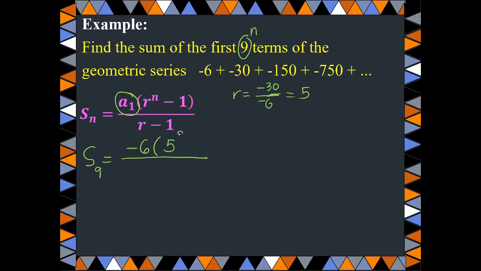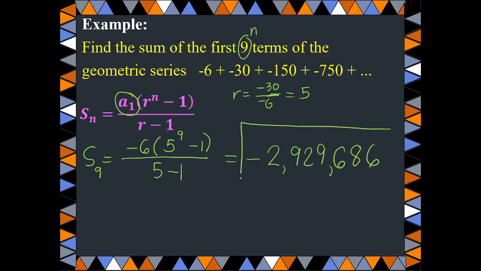5 raised to 9 minus 1 all over 5 minus 1. Okay, this time, kindly calculate everything. We will not do it step by step anymore. Compute the exponent of 9, subtract 1, multiplied by negative 6, divided by 4. How much do you get? Okay, that's totally right. Negative 2,929,686 is correct. Were you able to get this answer? Okay, so are there any questions about our fourth problem?